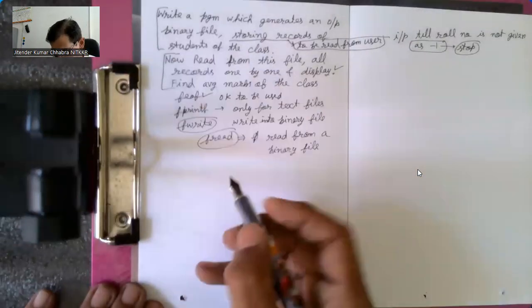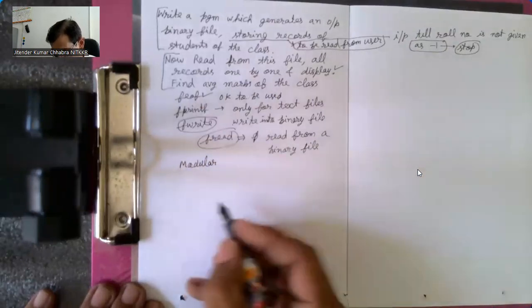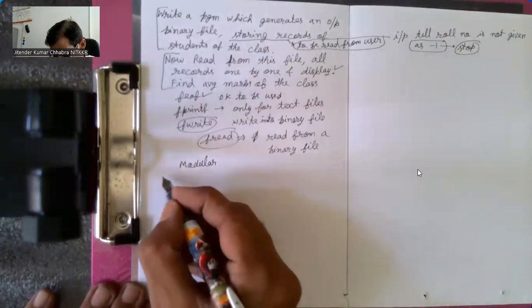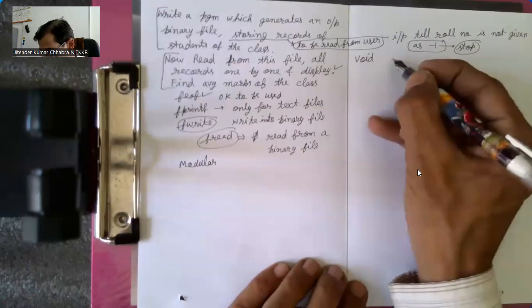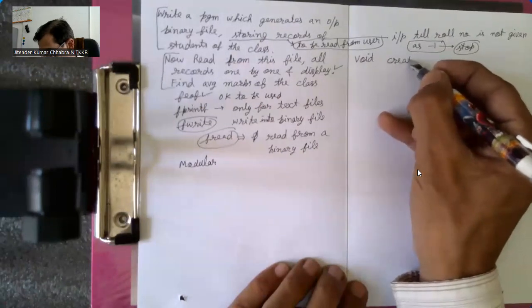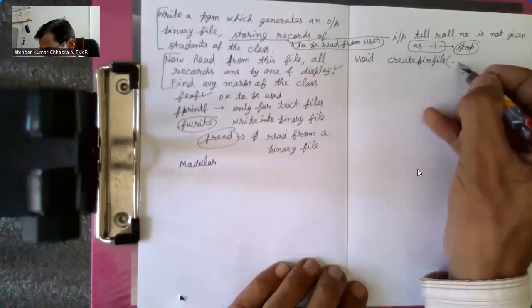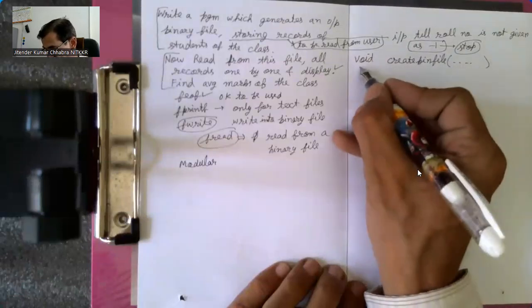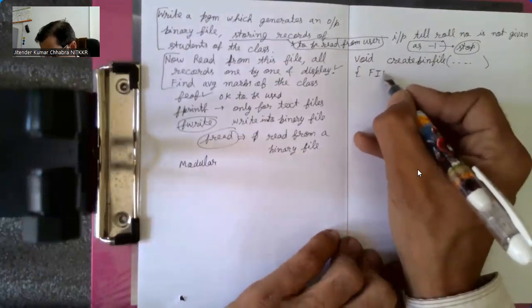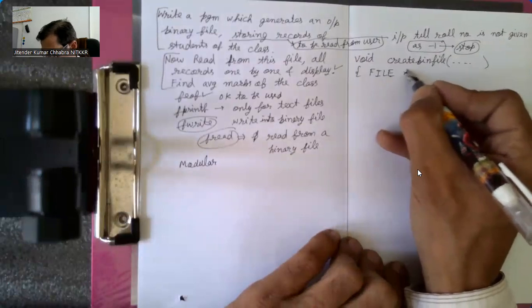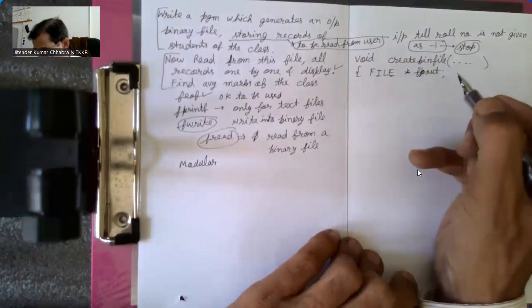So let's say I should do modular programming. In the same program, first I will write a module to create a file. Let's say void create binary file. If any parameters, file name you want to supply, maybe you can say, or you can read from the user. Of course, you will declare your file. Let's say I will take the file name as fpout because it's an output file being created.